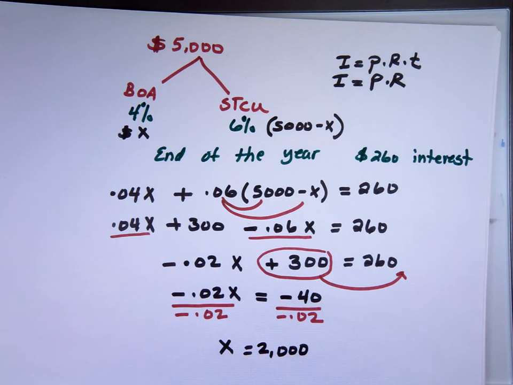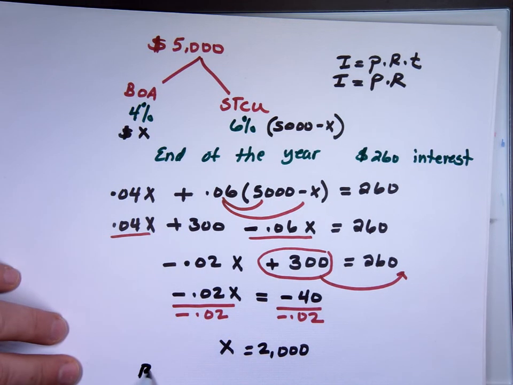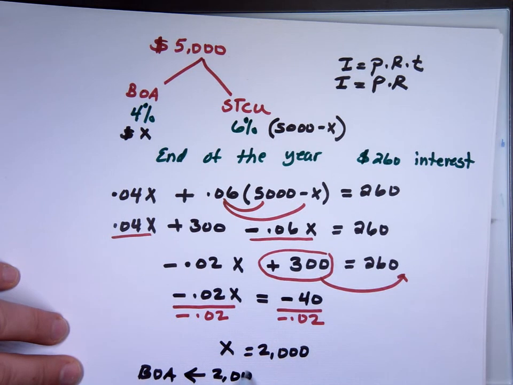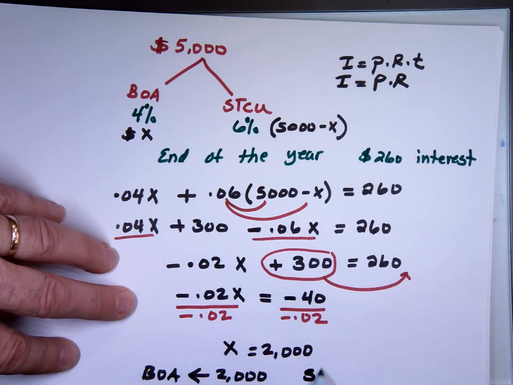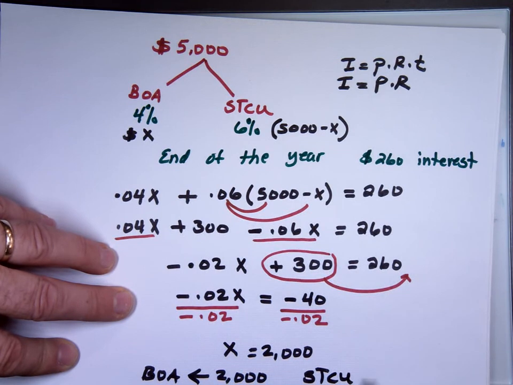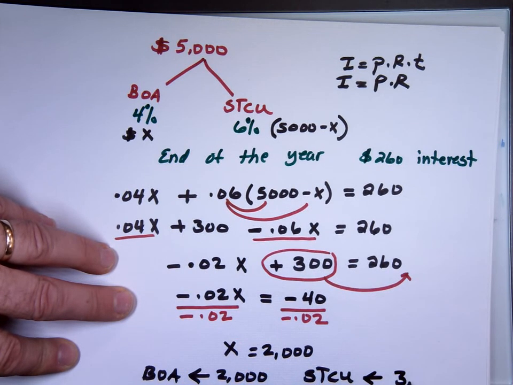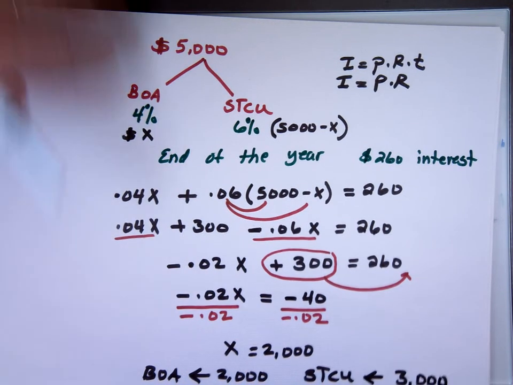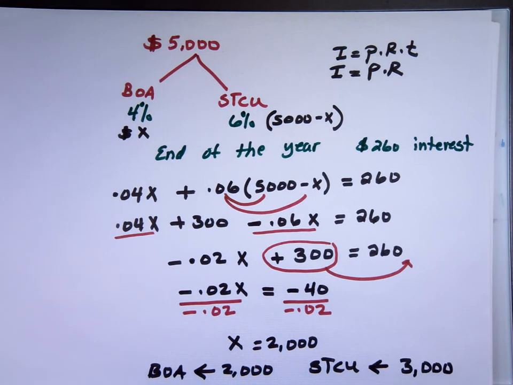So Bank of America, you're going to deposit $2,000. Springfield Teacher Credit Union, you're going to deposit what? $3,000. You do that, and you get your $260 a year of interest.